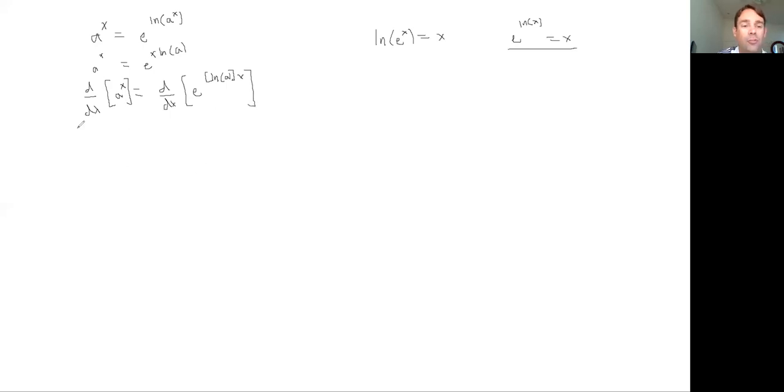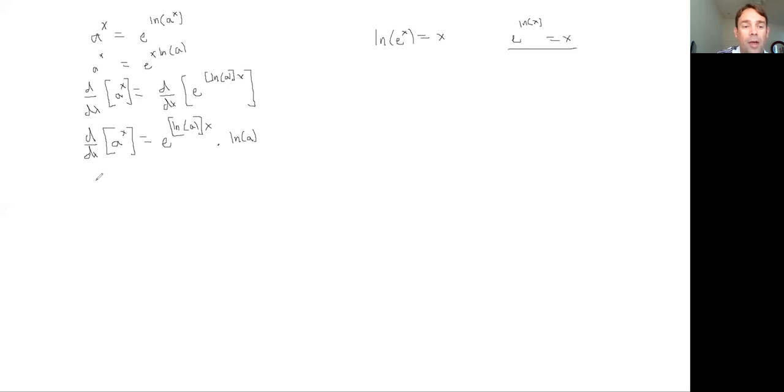So if I wanted to figure out the derivative of a to the x, it'd be essentially figuring out the derivative of the other side. We've already dealt with this before. The derivative of e function is e to the natural log of a times x, times the derivative of natural log of a times x. Well, natural log of a is just a constant number. So the derivative of a constant number times x is just that constant number. Even though it's a natural log, it's just a constant number.